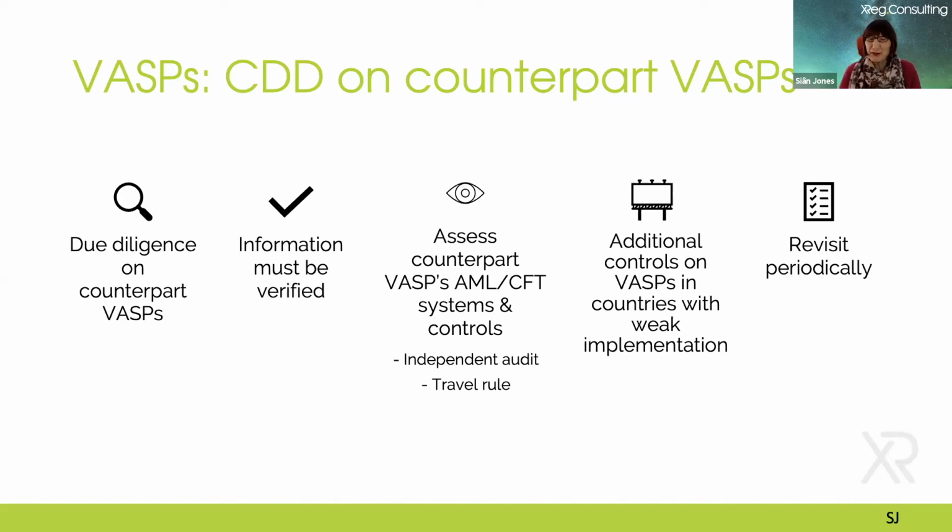Where necessary, you have to apply additional controls on VASPs that are based or have a nexus in countries with weak implementation of these FATF standards. And it's not a one-time thing. You have to revisit this periodically. Unfortunately, there's no indication of how often that is. And again, you would probably have to apply a risk-based approach to the frequency of that reassessment.